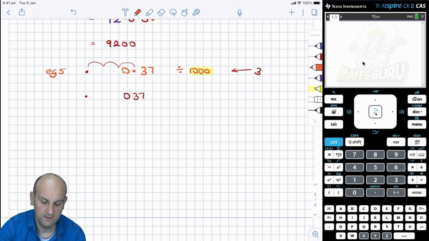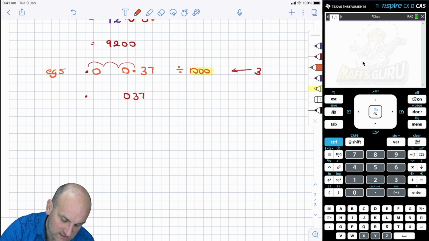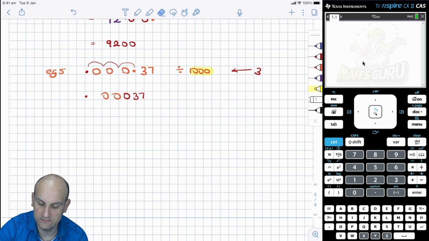But hold on a moment. It's bounced over two nothings. So what I actually do is put those two zeros in there. Now, just for neatness, I'm going to move my decimal point.